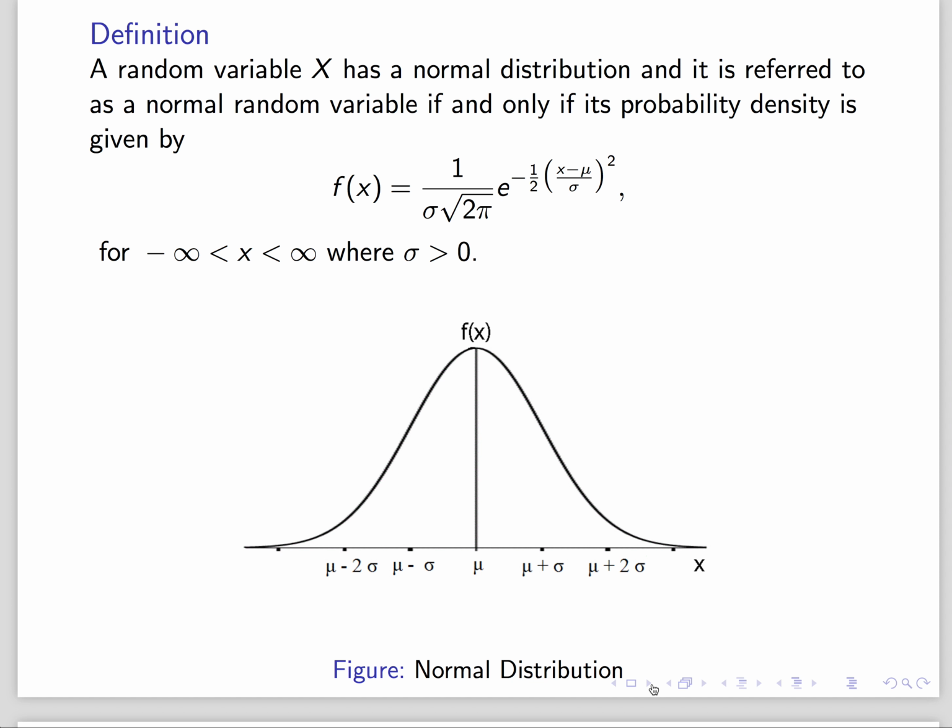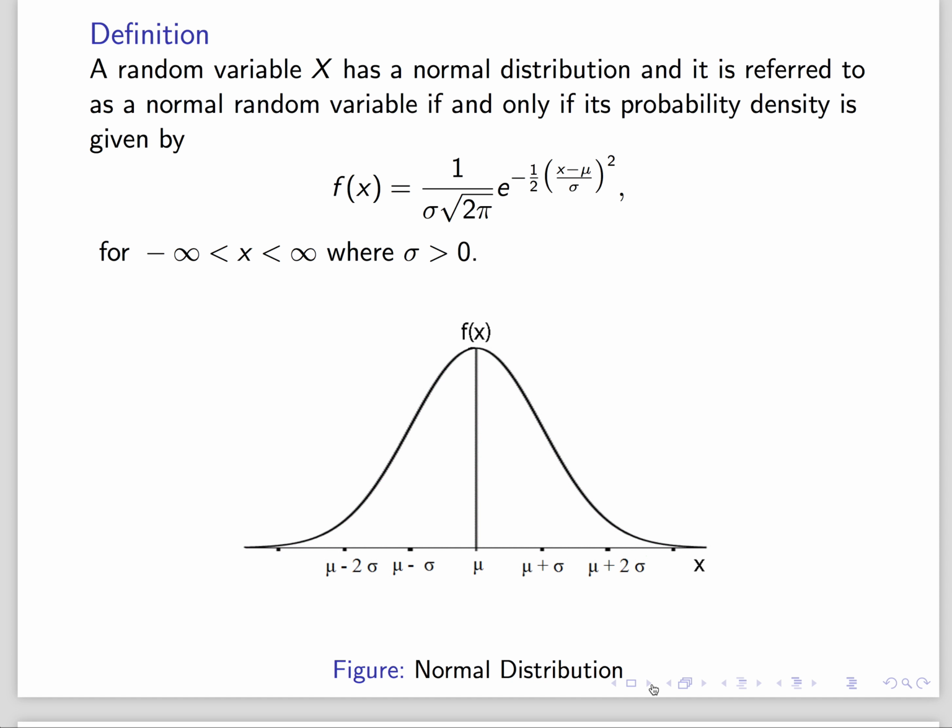A random variable x has a normal distribution and it is referred to as a normal random variable if and only if its probability density is given by f(x) equal to 1 upon sigma square root of 2 pi e to the power minus half times (x minus mu by sigma) whole squared, for minus infinity less than x less than infinity and sigma is positive. The graph of f(x) looks like the cross section of a bell.